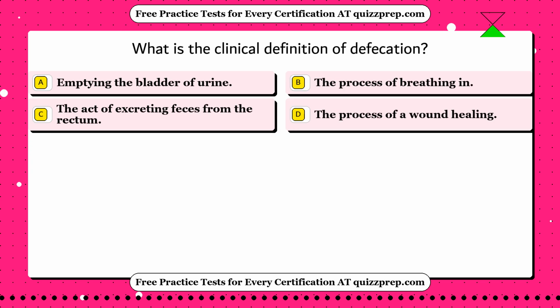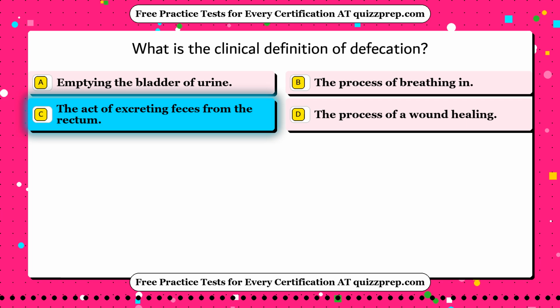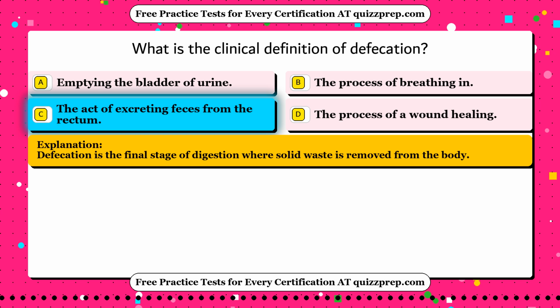Question 47. What is the clinical definition of defecation? Option A, emptying the bladder of urine. Option B, the process of breathing in. Option C, the act of excreting feces from the rectum. Option D, the process of a wound healing. The correct answer is option C, the act of excreting feces from the rectum. Defecation is the final stage of digestion where solid waste is removed from the body.